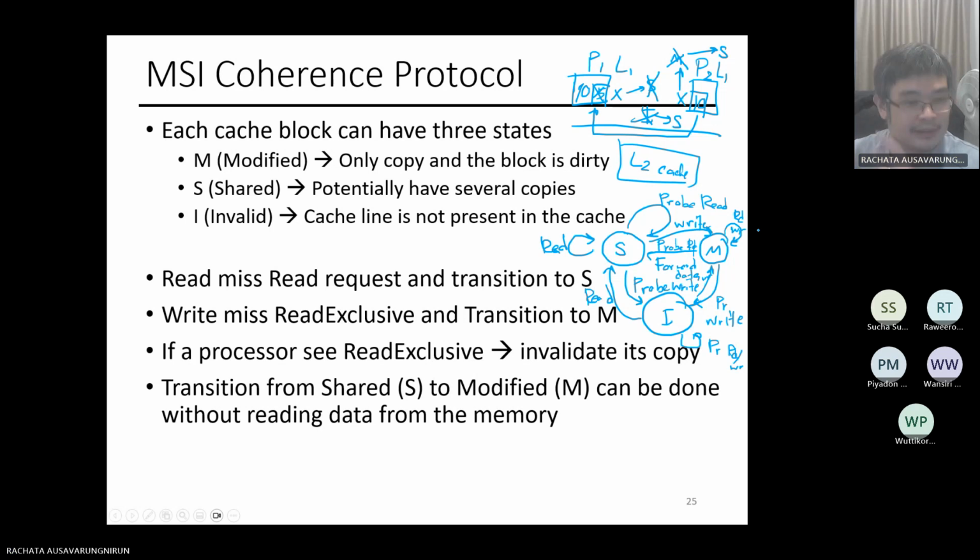All right. That's when things get complicated, because if you look at the state transition diagram, there are so many arrows. The key idea is you are moving because of two possible actions. You're probing something that happened, or you on your own are doing something. And that something can be a read or a write.